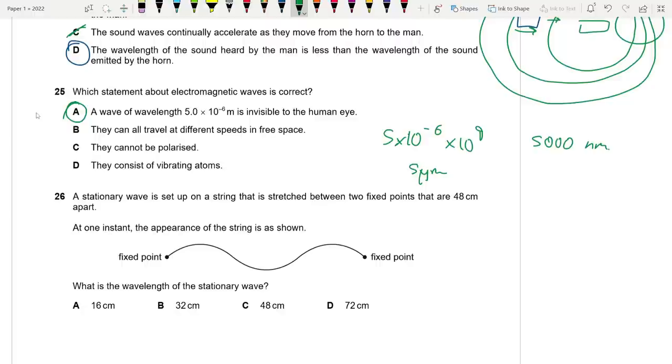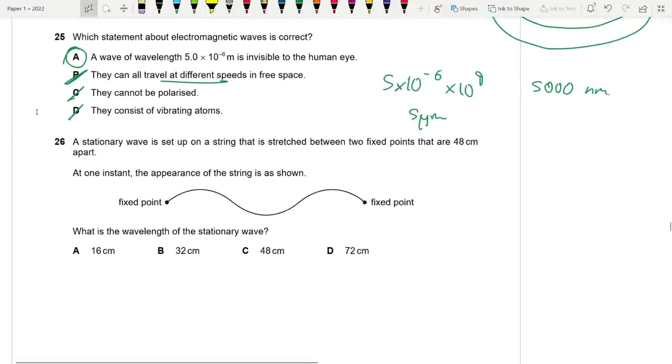They can be polarized. They can be. They can all travel at different speeds? This is wrong. They all travel at the same speed. They consist of vibrating atoms? No, they don't. It doesn't need a medium to travel, okay?